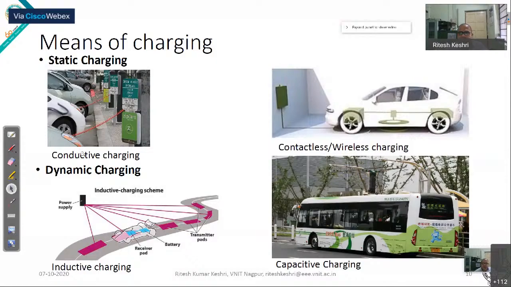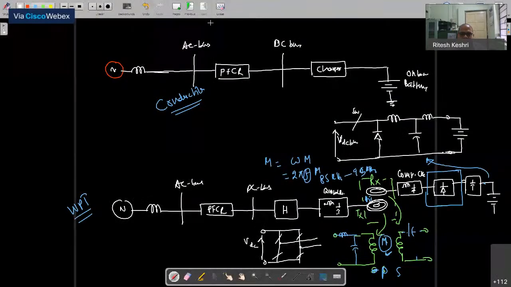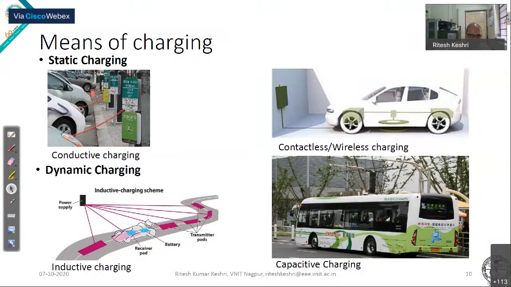Let me go back and explain. Here I have explained this. In place of this possibility, this AC will not be there. Instead, you will have plates. One plate will be here and another plate will be on the top. So let's go ahead.